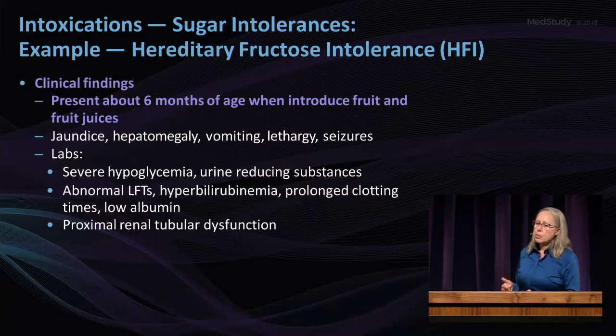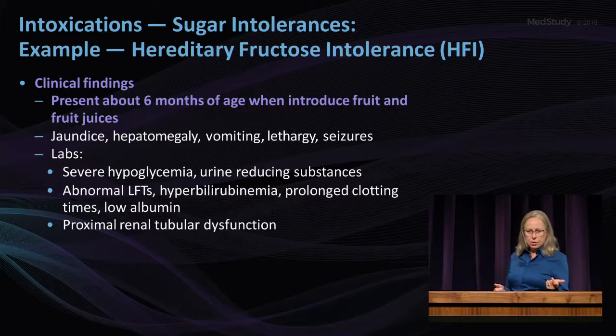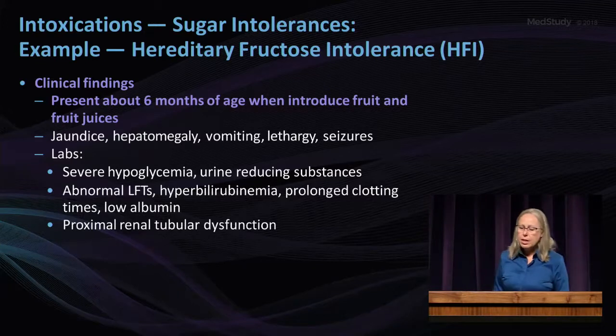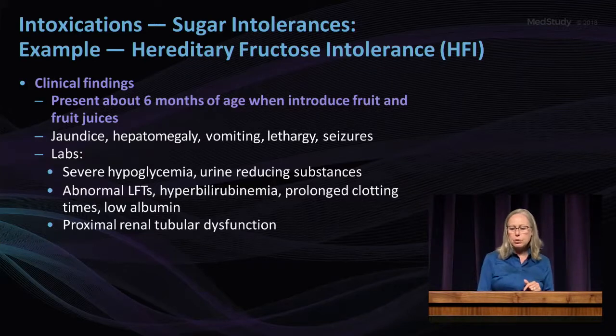Usually presents about 6 months of age when you introduce fruit and fruit juices. Gives you jaundice, hepatomegaly, vomiting, lethargy, and seizures. You can get severe hypoglycemia. You'll see urine-reducing substances. Abnormal liver function tests, hyperbilirubinemia, and prolonged clotting times, low albumin, and a proximal renal tubular dysfunction.